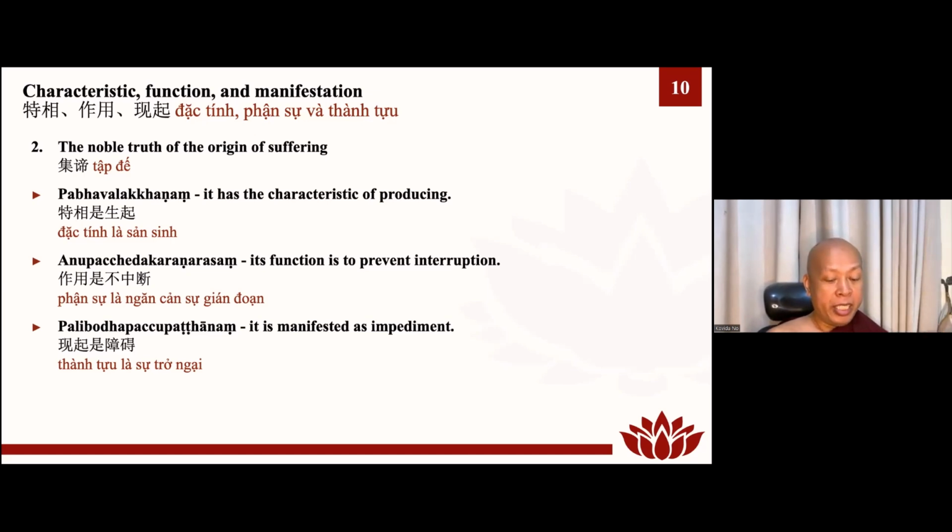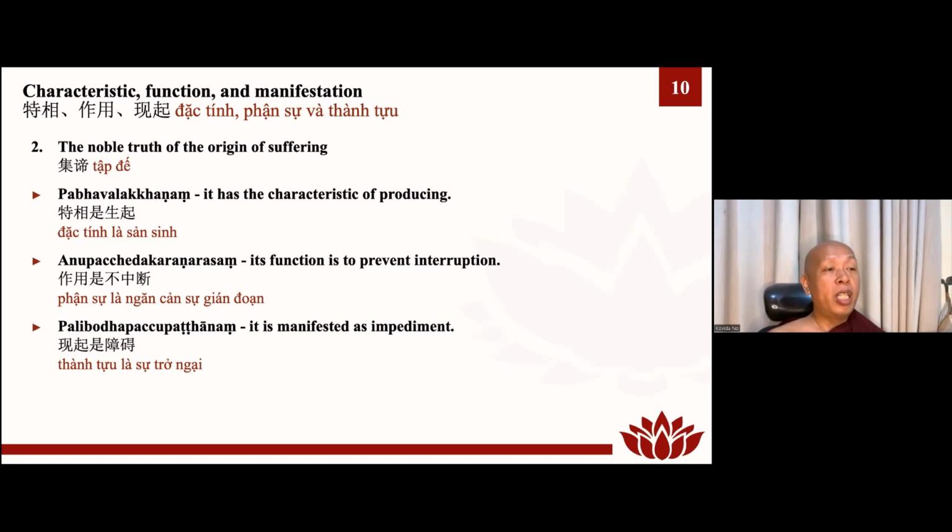In this case, it doesn't mention the proximate cause, right? So the proximate cause of lobha, you can imagine, right? That means if we have lobha, this is like the sign of object. We like this. That's why we have to suffer.